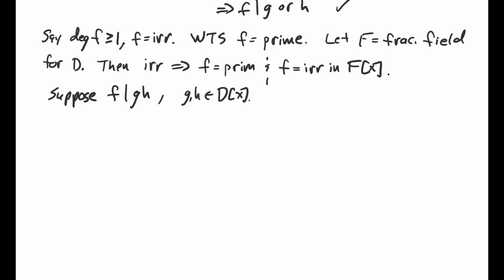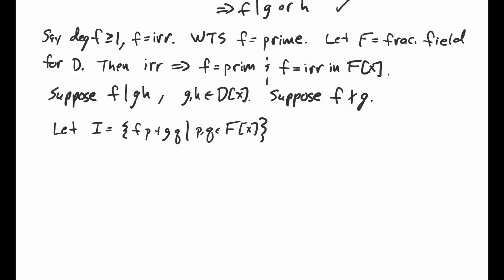If it divided g, we'd be done. So suppose f doesn't divide g. In this case, our goal is to show that f divides h. Here's the trick. This is the type of thing we looked at over the integers, linear combinations of the things when we were doing greatest common divisors.